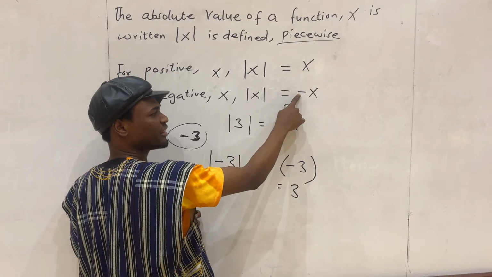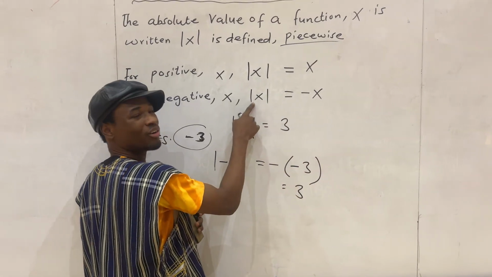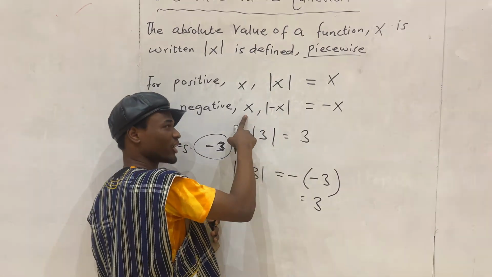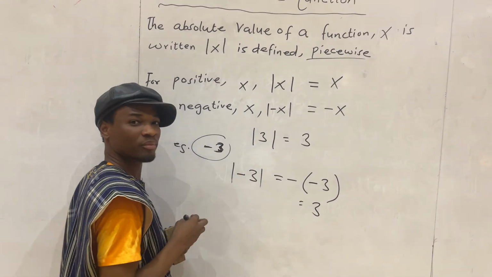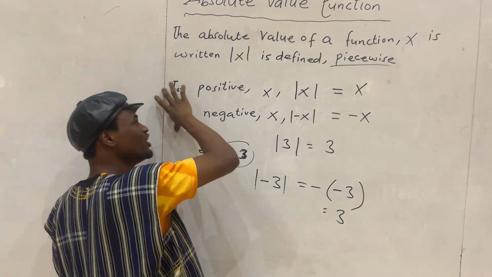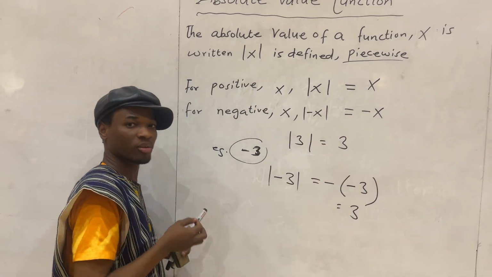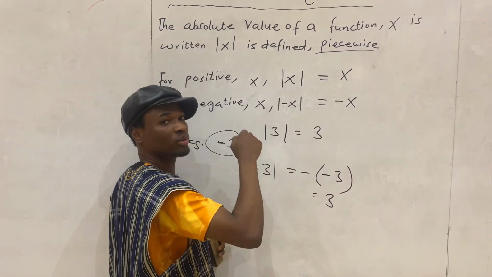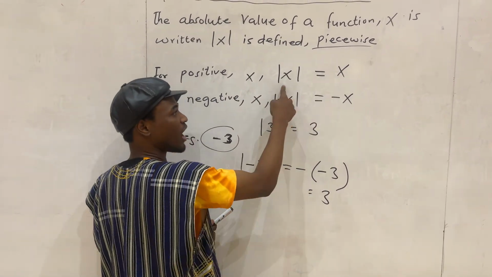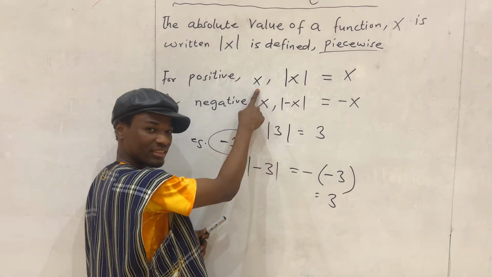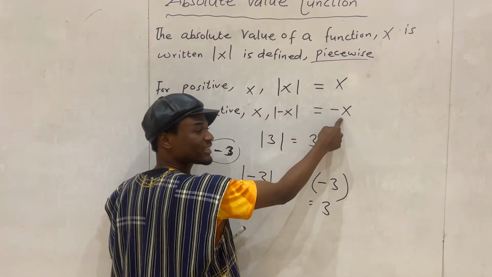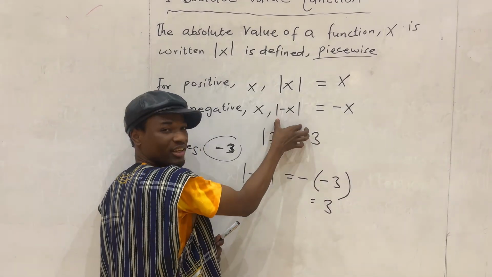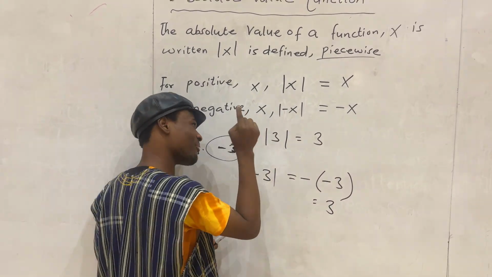So negative x here, when I take the absolute value of that negative x, I should get x. Viewers, that is the meaning of this whole statement. In summary, when you have x and you take the absolute value of x, you have x. When you have negative x and you take the absolute value of this negative x, I will still have my x.